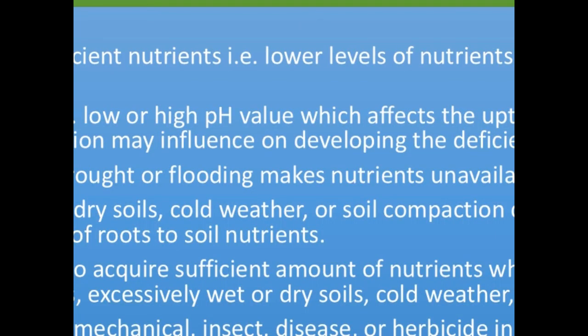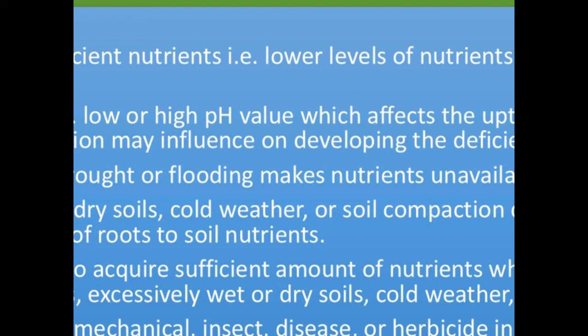Possible causes of nutrient deficiencies in croplands. Number one, the presence of insufficient nutrients, that is, a lower level of nutrients, low fertility status of the soil. Adverse soil pH, that is low or high pH value, which affects the uptake of nutrients. The physical condition may influence the development of deficiency symptoms. Water stress, that is drought or flooding, makes nutrients unavailable to the plants.